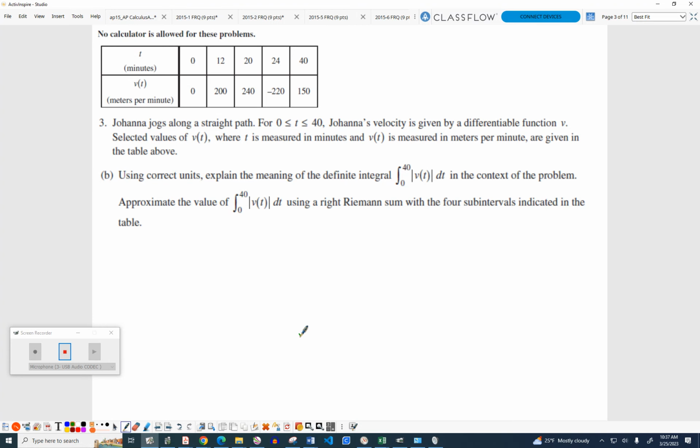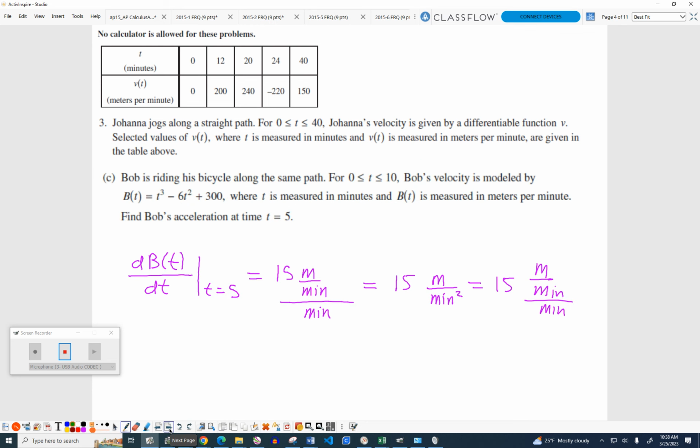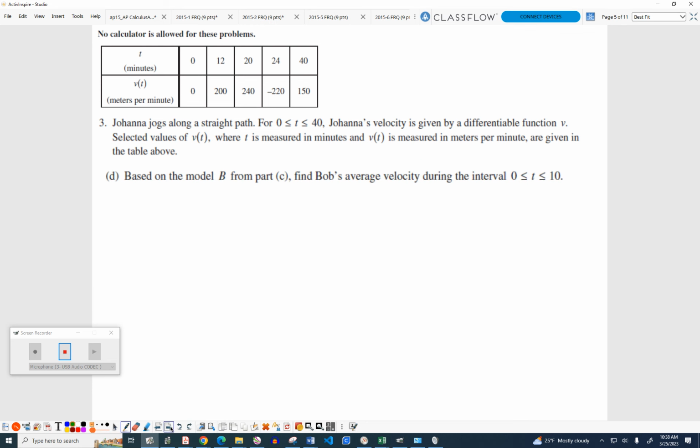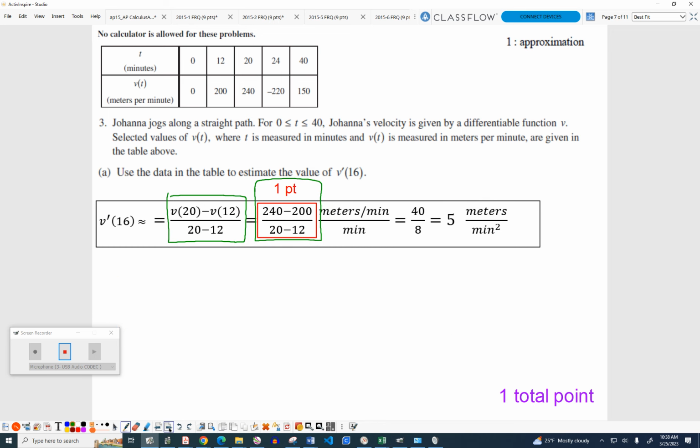Okay, good. It says, using correct units, explain the meaning of the definite integral in the context of the problem. So they've got to have a sentence. Right away, if they don't have a sentence, you know that they lost that point. There's nothing else to check.